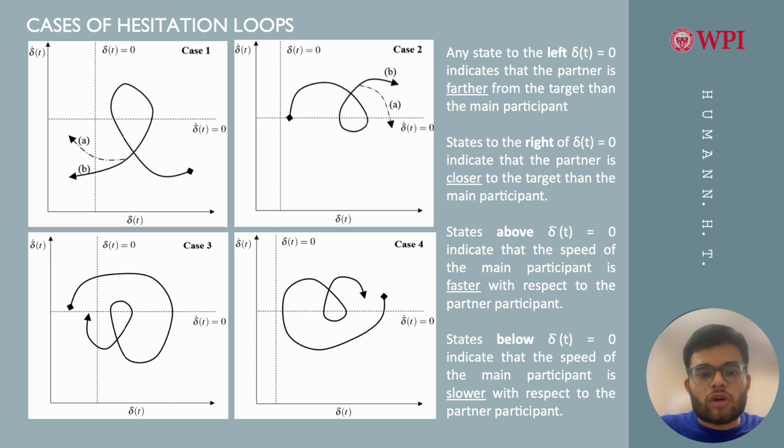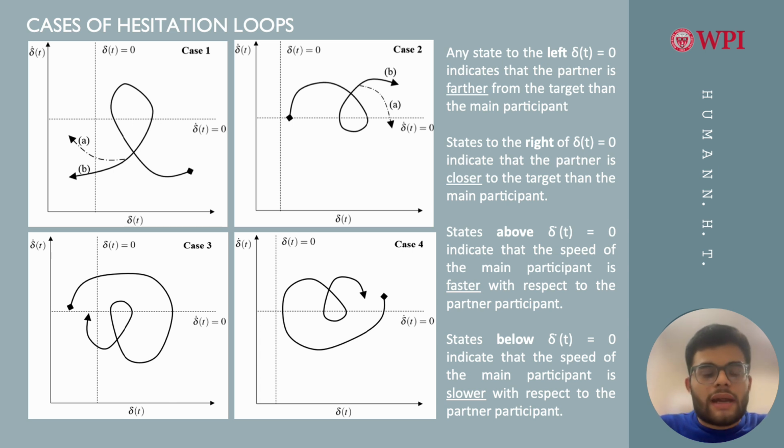The main participant over here then faces hesitation, as can be seen, and retracts the hand, as a result of which the main participant goes further away from the target, and the velocity of the main participant is lower compared to the velocity of the opponent participant.